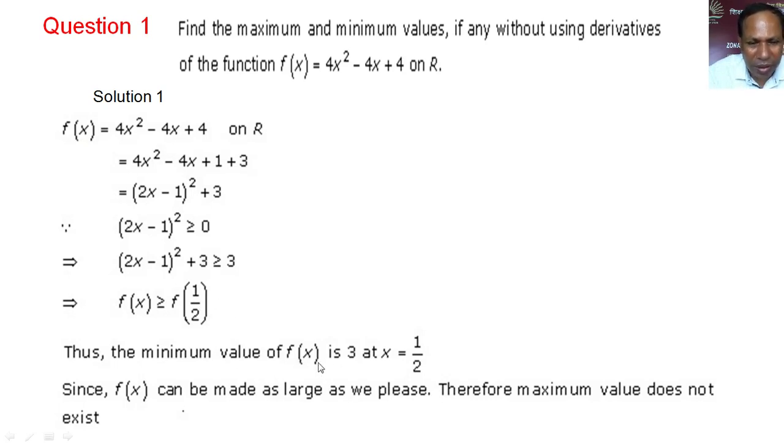So that means the minimum value of f(x) is 3, and this minimum value occurs only when this quantity (2x minus 1)² is 0, that is x is equal to 1 by 2. That means we can conclude that x equal to 1 by 2 is the absolute minima, and f(x) equal to 3 is the minimum value of the function.